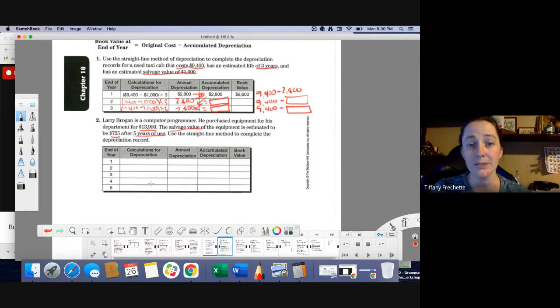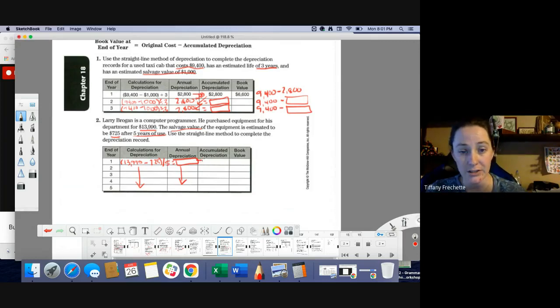So remember, straight line means we're going to get the exact same thing. Once we know the calculation and the annual depreciation for year 1, it's going to be the same thing for all 5 years. So remember, you take your cost, subtract your salvage, and divide that by the number of years. And that's going to give you your annual depreciation here. So remember, this is the same calculation for all 5 years. This is the same depreciation for all 5 years.